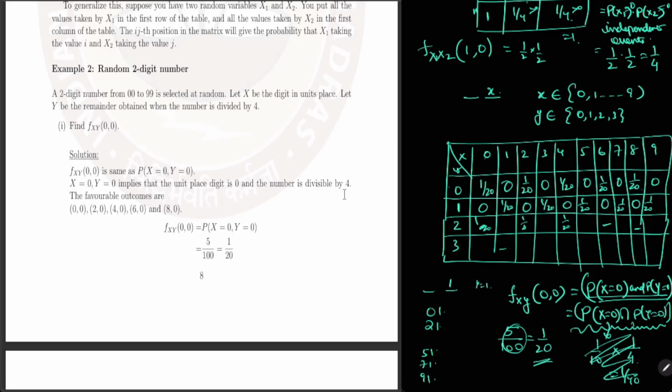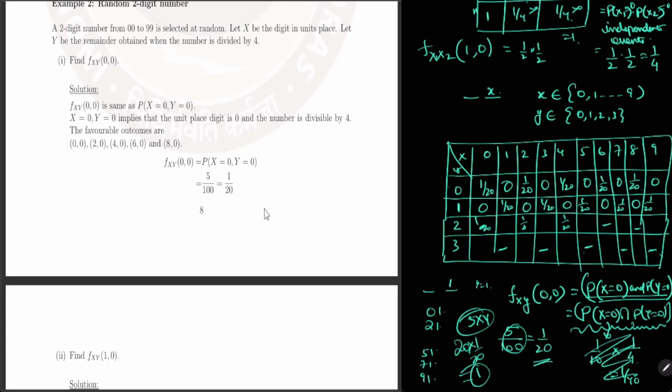Here we'll get 1, 2, 3, 4, 5. 1, 2, 3, 4, 5. 1, 2, 3, 4, 5. 1, 2, 3, 4, 5. So 5 into 4 is 20, and 20 into 1 by 20 equals 1. The sum is 1. Okay.